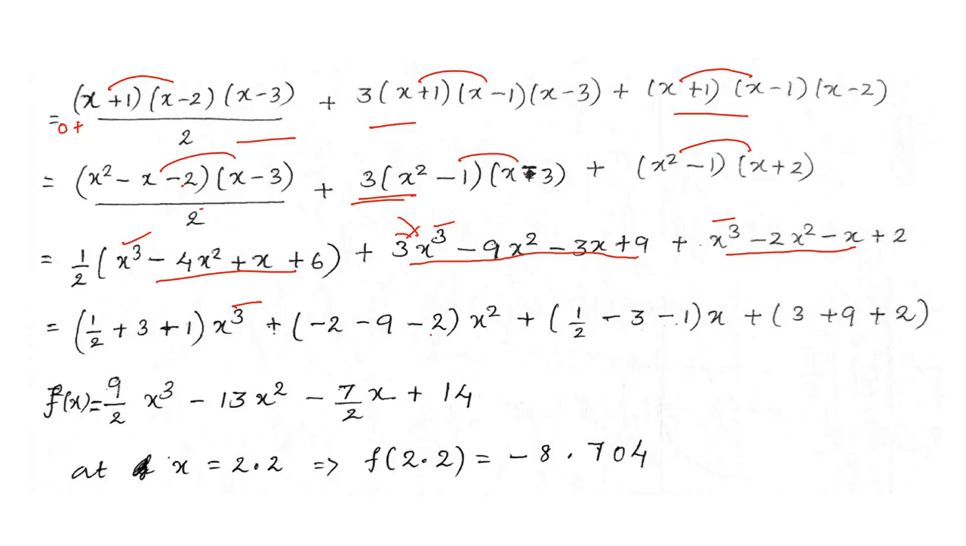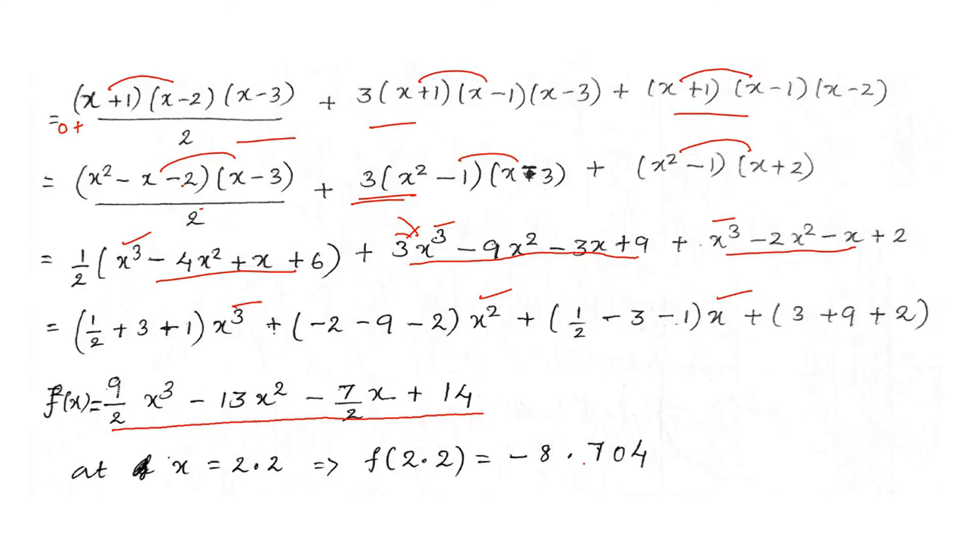Next I will go with the collection of x square. Coefficient: minus 2 minus 9 minus 2. Coefficient of x is 1 by 2 minus 3 minus 1. The constant term is 3 plus 9 plus 2. Simplifying this, I got f of x as 9 by 2 x cube minus 13 x square minus 7 by 2 x plus 14. Now by substituting x equal to 2.2, I will get f of 2.2 as minus 8.704.